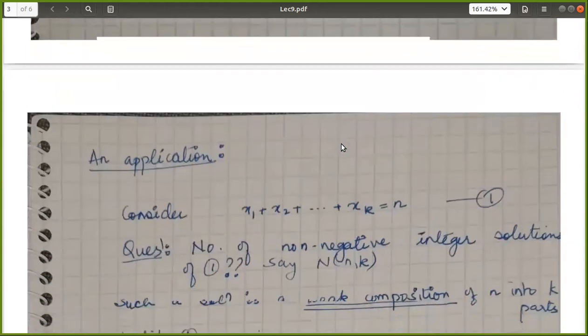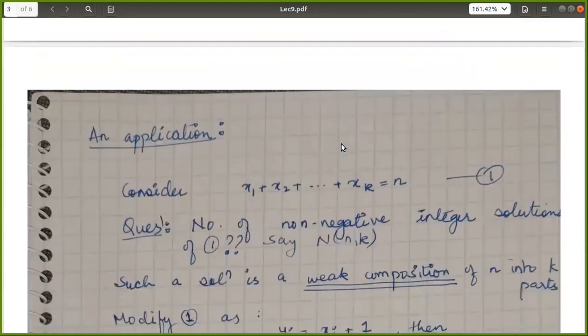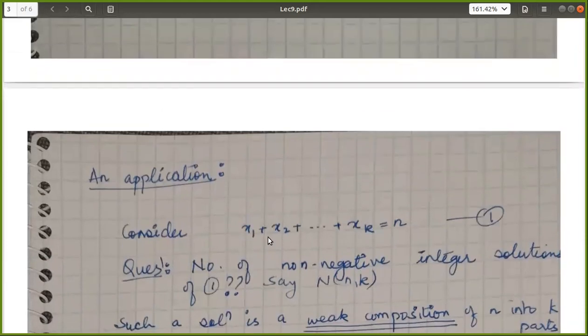They're really interesting. Okay, as an application, if I give you this equation, x1 plus x2 plus and so on till xk, so k variables summing up to n, and I ask you the number of non-negative integer solutions to this particular equation, can someone tell me quickly? Number of compositions. Number of compositions, that's right.